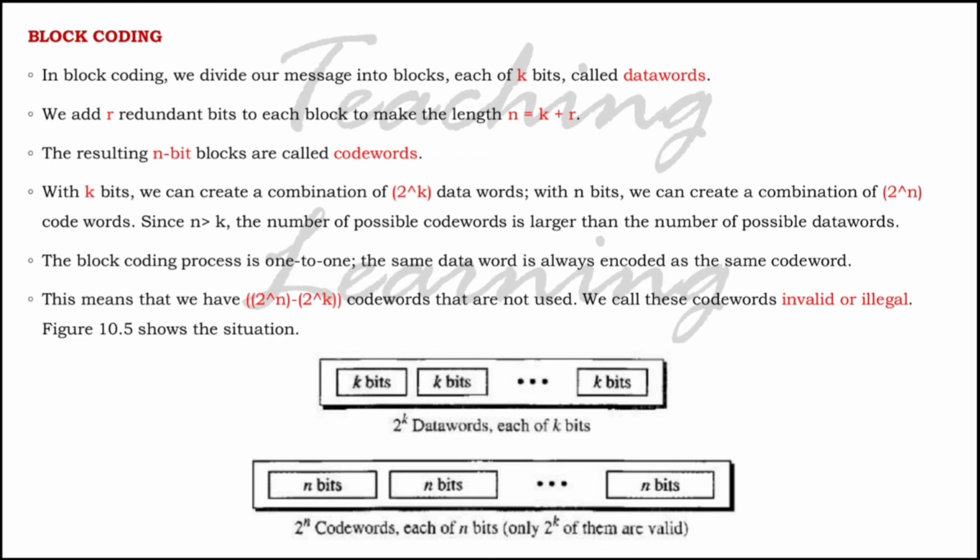So k bits data word means 2 raised to k data words of k bits, and 2 raised to n code words, that is n bits. N bits means k plus r, where we are adding r redundant bits to the k bits, and that is called a code word. So 2 raised to k of them are valid, and 2 raised to n minus 2 raised to k code words are invalid or illegal code words.